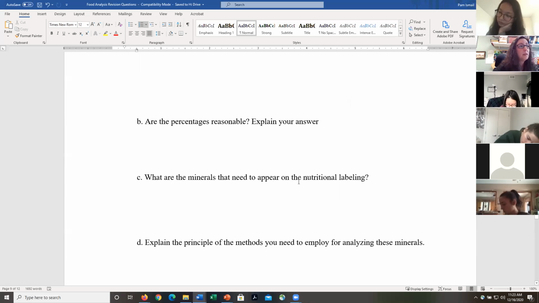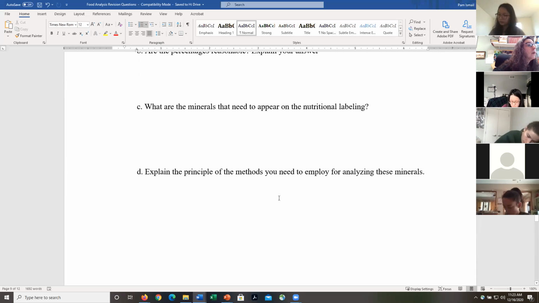What are the minerals that need to appear on a nutrition label? Calcium, iron, potassium, and sodium. How would you analyze these minerals? You can say atomic absorption spectroscopy, you can say ICP-AES, whichever you're comfortable with explaining the principle.